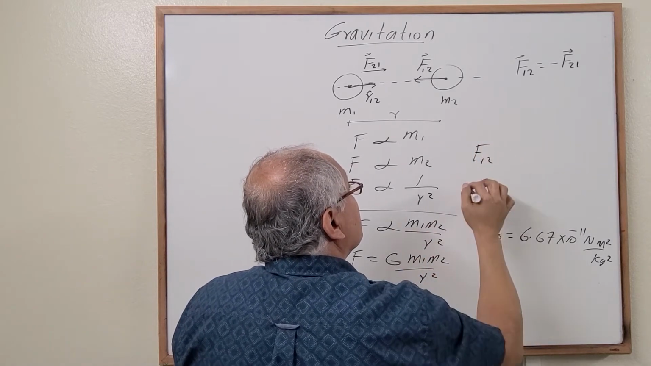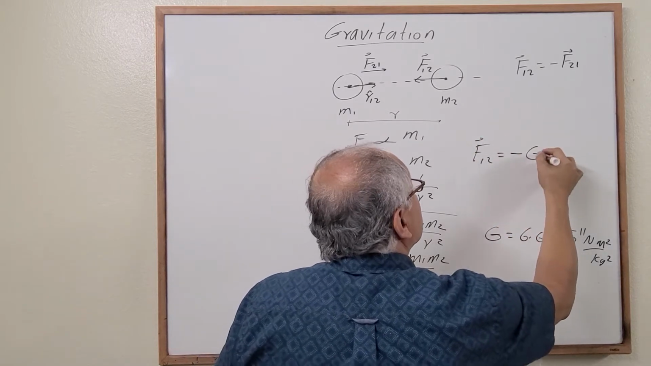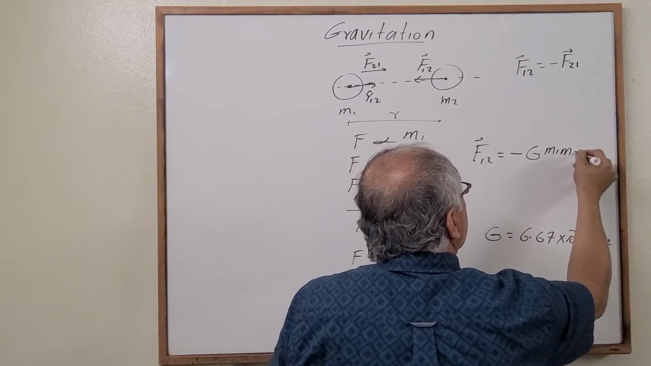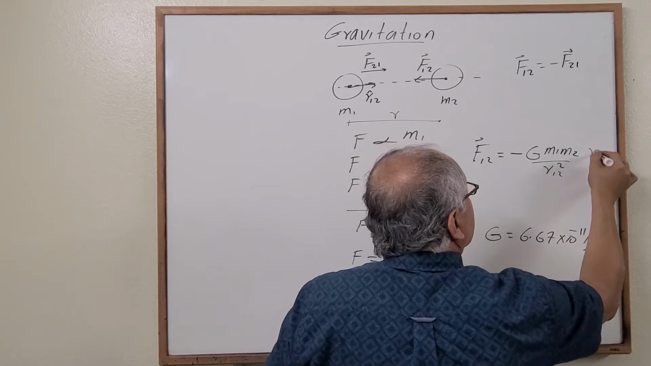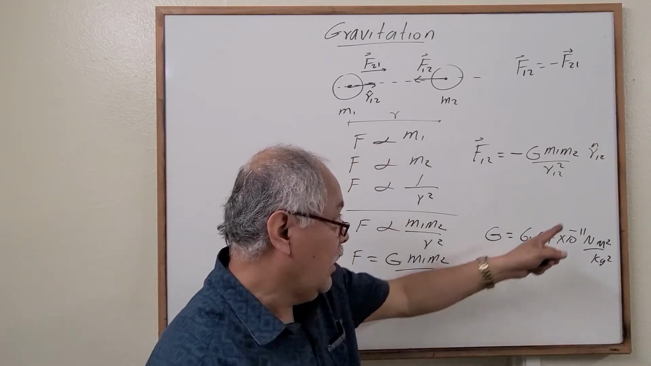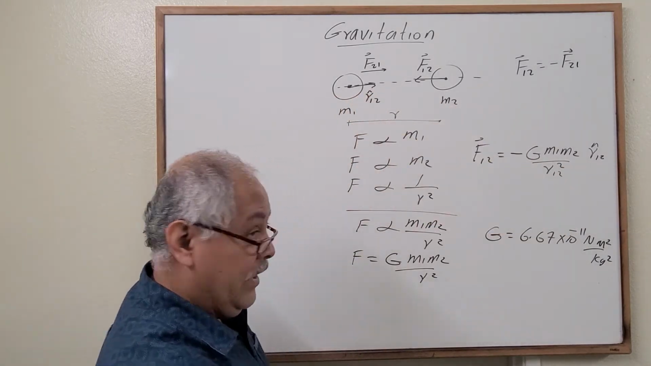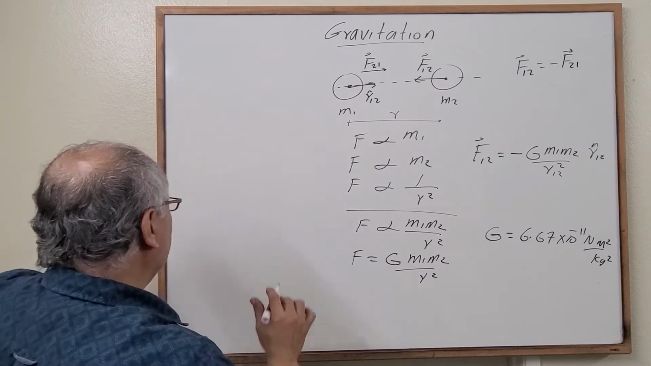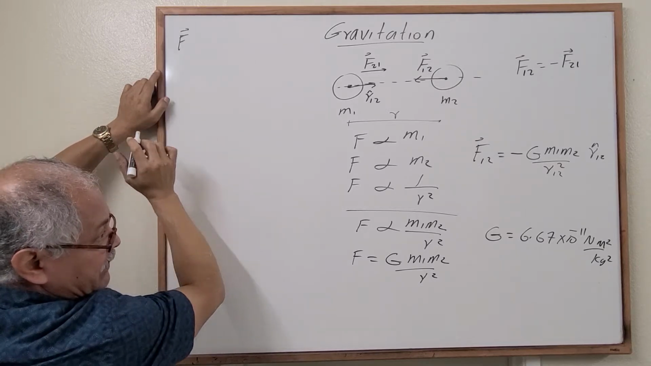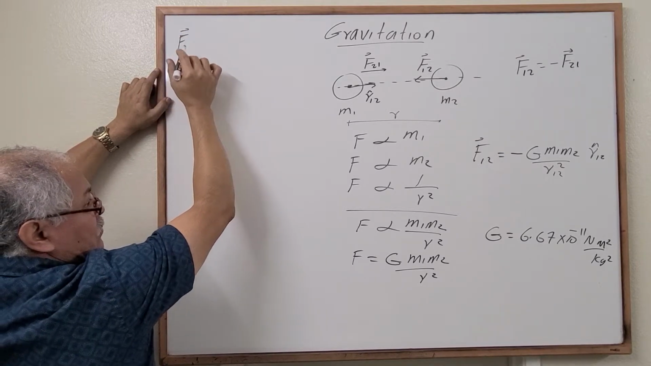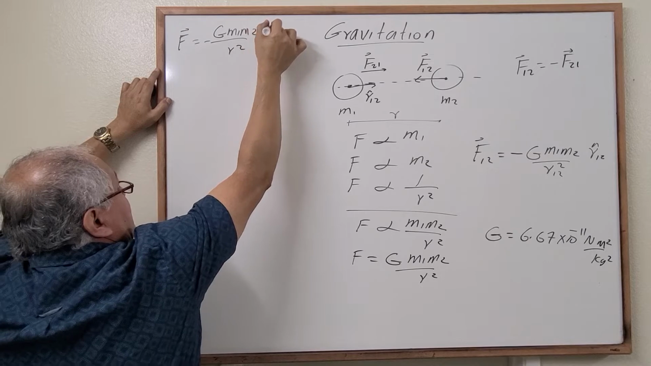In this case, what do we have then? The force, let's say, of 1 on 2 is equal to negative G m1 m2 divided by r, the distance from 1 to 2 squared, times r hat, the radial direction, correct? Okay, and again this is the gravitational force. In general, it is going to be equal to negative G m1 m2 divided by r squared, in that direction.